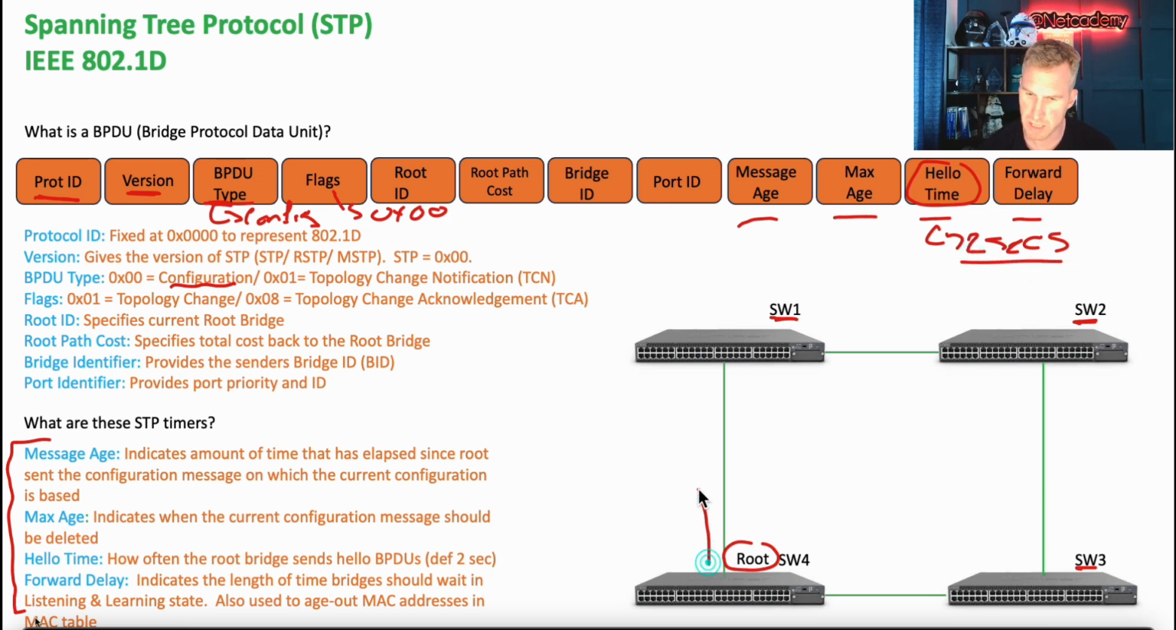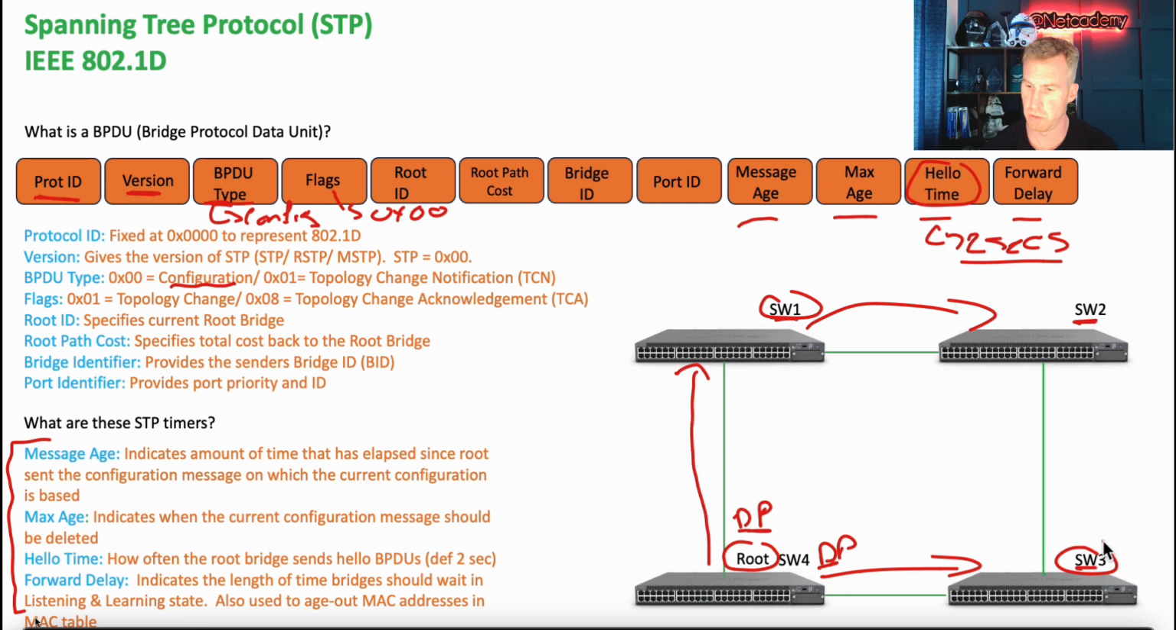So every 2 seconds, the root bridge will send out of its designated ports. Don't forget we've got a designated port here and a designated port here. It will send out those hello BPDUs every 2 seconds out of their designated ports. And when the non-root bridges, the designated switches, receive this hello BPDU, they will forward that on to the other non-root bridges every hello timer, so every 2 seconds. So every 2 seconds they're expecting to receive a hello BPDU, and every 2 seconds they will forward that hello BPDU.